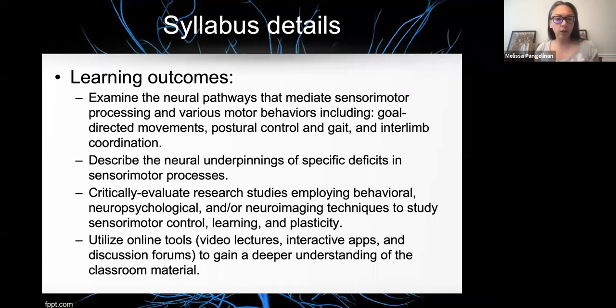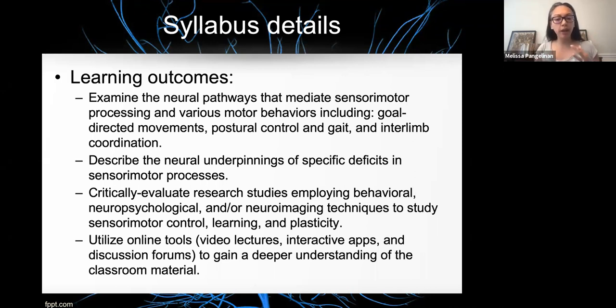Oftentimes this will take the form of, again, acquired injuries like spinal cord injury, stroke, or neurodegenerative disorders like Parkinson's disease and Huntington's disease. We're going to critically evaluate some research studies and review papers that employ behavioral, neurophysiological, or neuroimaging techniques to understand sensory motor control, learning, and plasticity. And a big part of this class is to actually utilize these online tools to gain a deeper understanding of just the clear-cut lecture and classroom material.